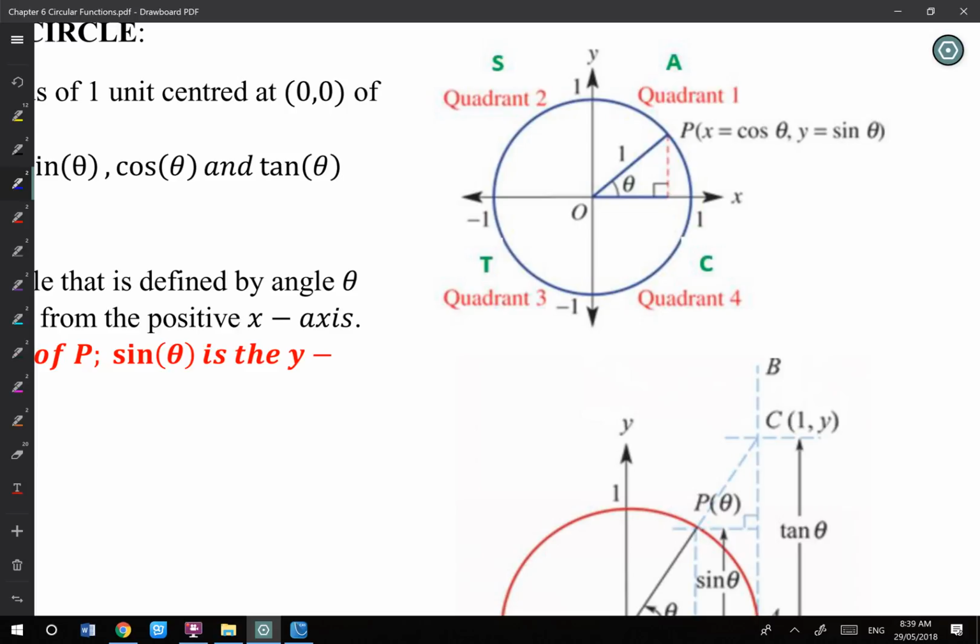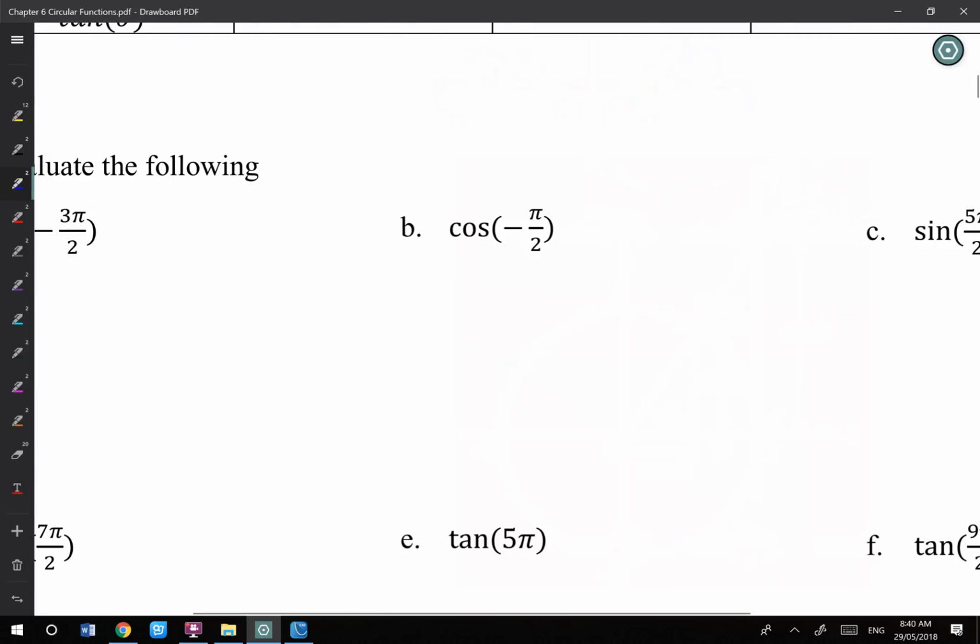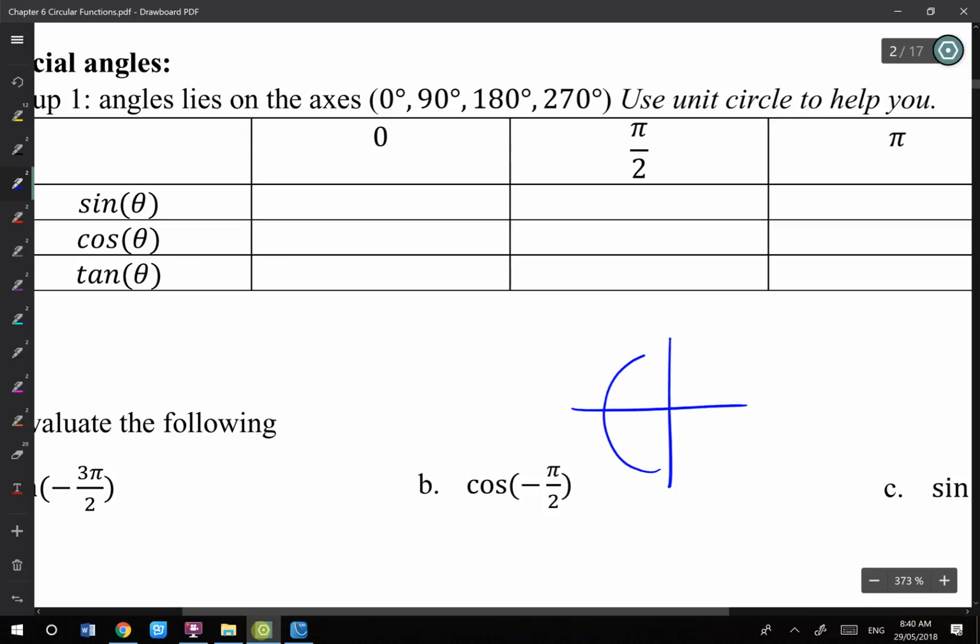So when the angle is a multiple of 90 degrees, for example 0, 90, 180, 270, up to 2 pi, those angles will be on the x-axis or on the y-axis. Now you know what the exact intersection is. For 0, that will be (1, 0). For 90, that is (0, 1). For 180, that is (-1, 0). And for 270, that one is (0, -1).